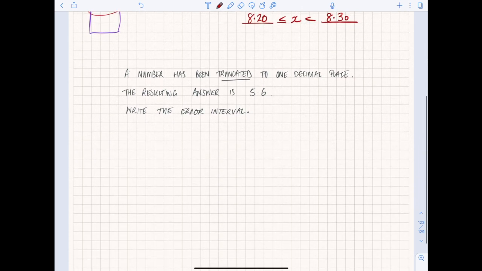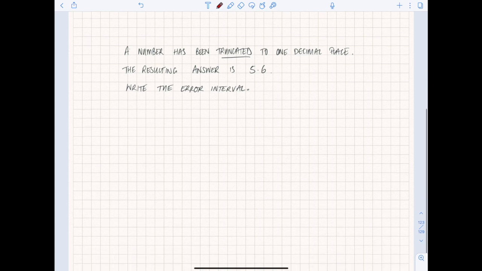And then you see this third style here. Okay, so it says a number has been truncated. It's a keyword there. It now says it's been truncated, which means it's been cut off to 1 decimal place. The resulting answer is 5.6.